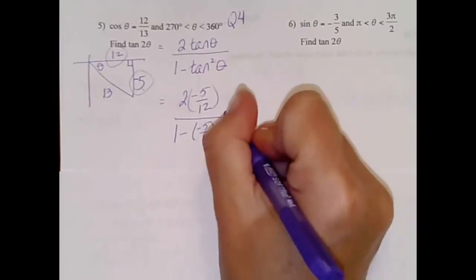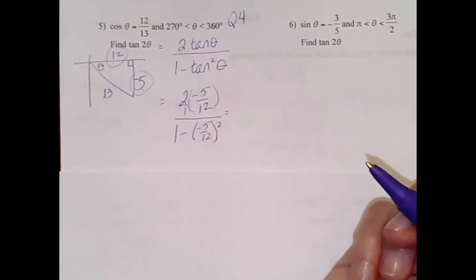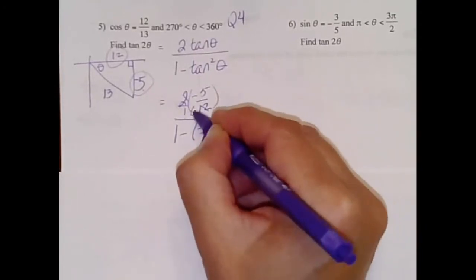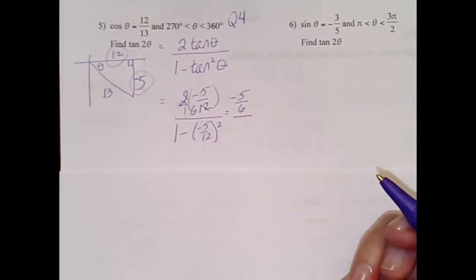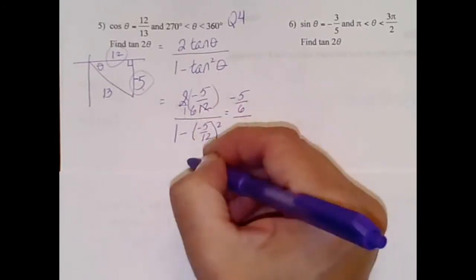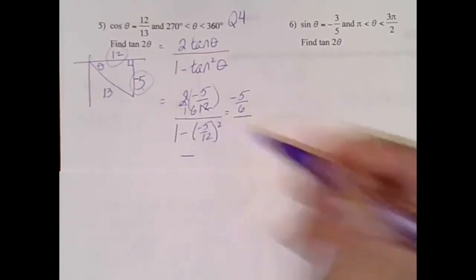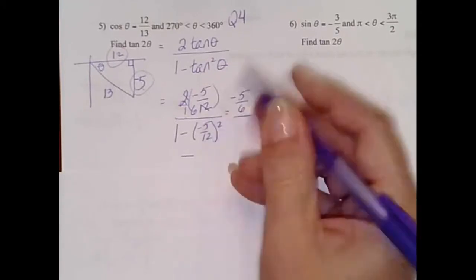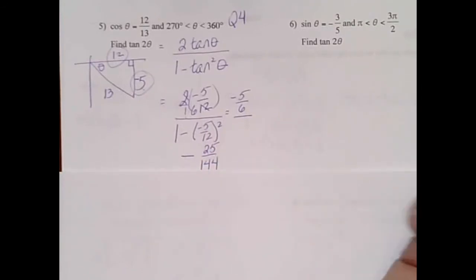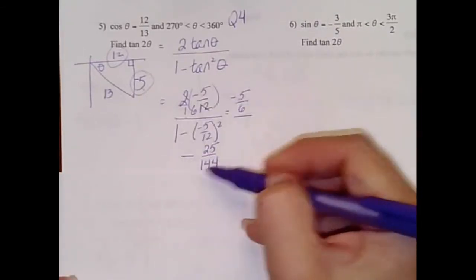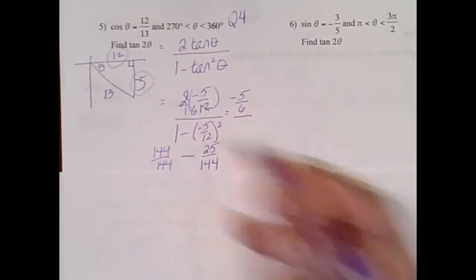If I'm multiplying 2 fractions, I may as well make that 2 look like a fraction, and that's going to reduce, and my numerator is going to be negative 5/6. My denominator. Okay, I'm going to leave this 1 for a moment. Here's my minus. When I square this, that number is going to be positive. Square my numerator, 25. Square my denominator, 144. And let's just put out there that this is going to have to be 144 over 144. All right, 144 minus 25.